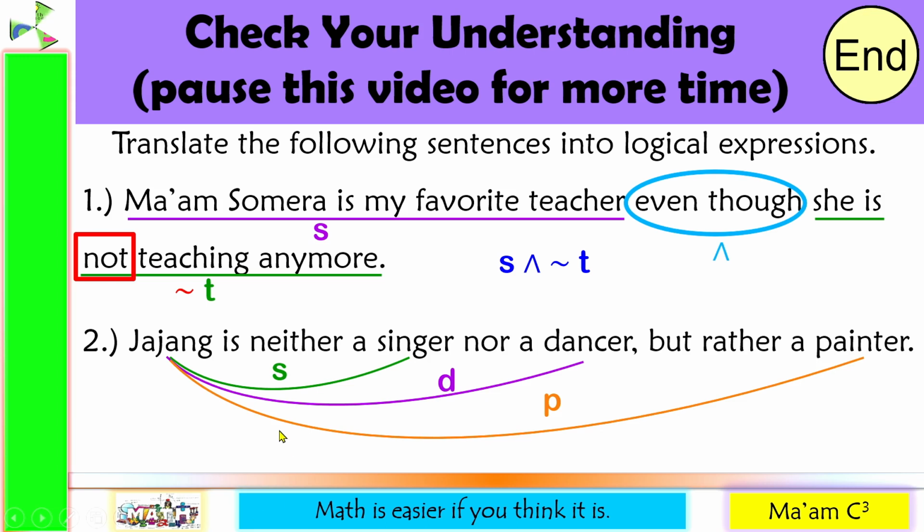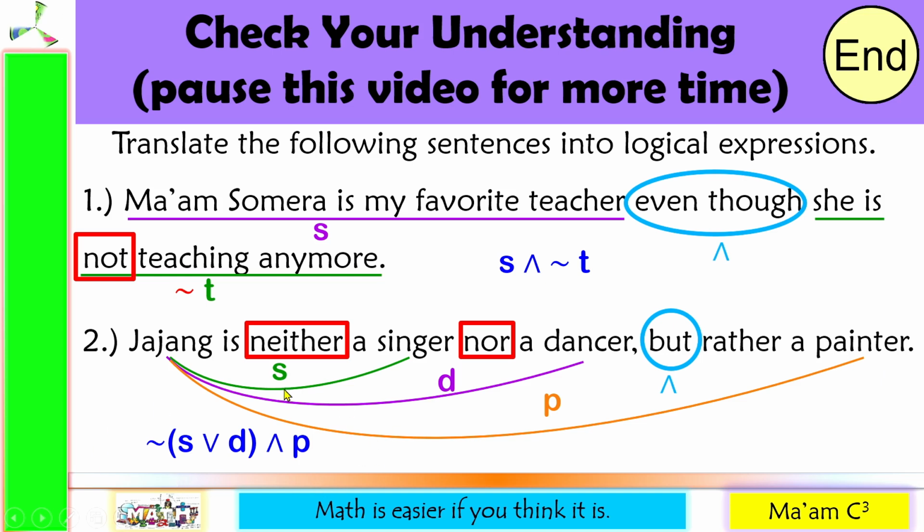Now, notice that we have here neither nor. So, meaning neither nor is the negation of either or. So, let me construct first the or. So, I have here Jajang is a singer or Jajang is a dancer. But since neither nor is the opposite of or, then I am going to negate this. And then what else do we have here? But. And this is an alternative also for and. And our symbol is this one. So we have and. Jajang is a painter and that is P.